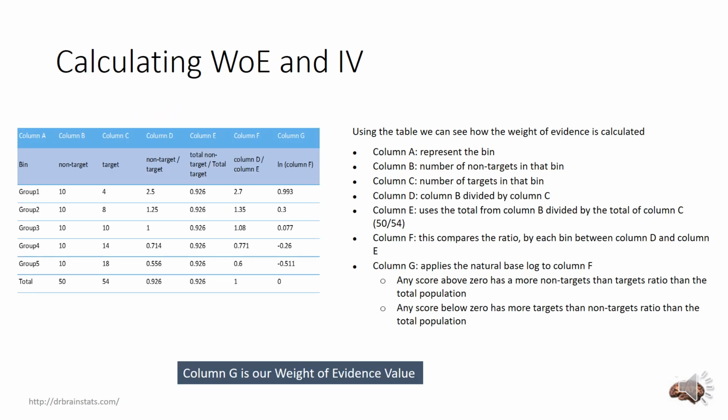First, we're going to calculate the weight of evidence using a fictional variable that has been binned into 5 groups. Column A represents the bin. Column B is the number of non-targets. Column C is the number of targets in that bin. Column D is simply B divided by C. Now E uses the total of column B divided by the total of column C. Column F then compares the ratio of each bin, column D against column E. Column G now applies the natural log to column F. So this gives us our weight of evidence value.